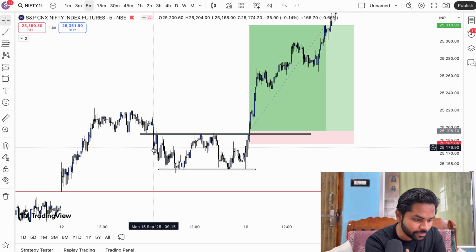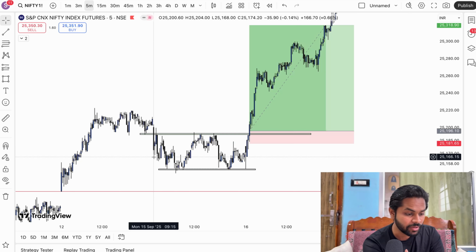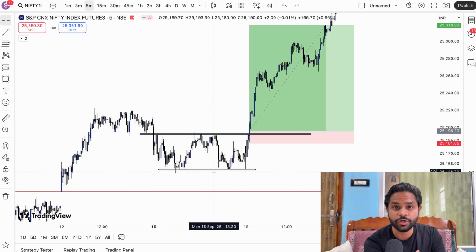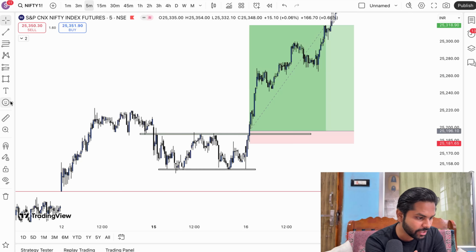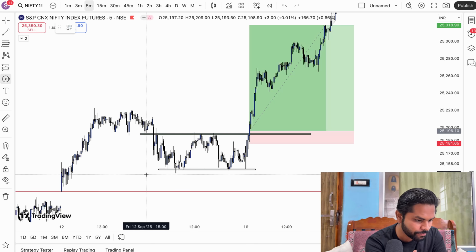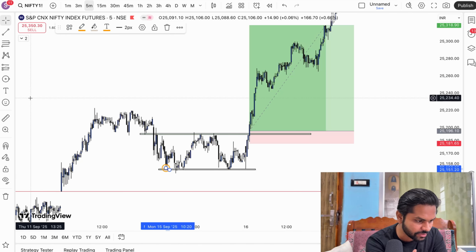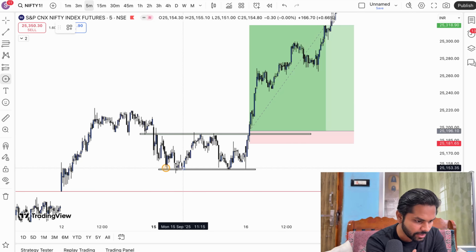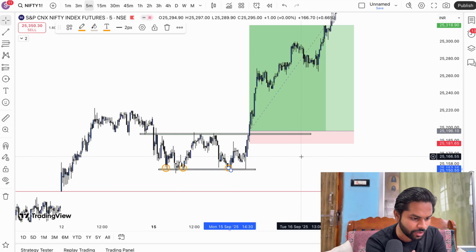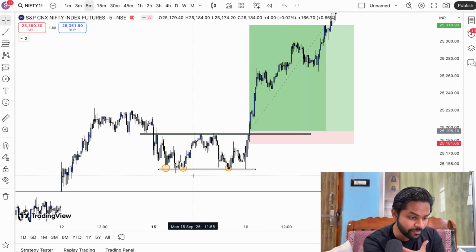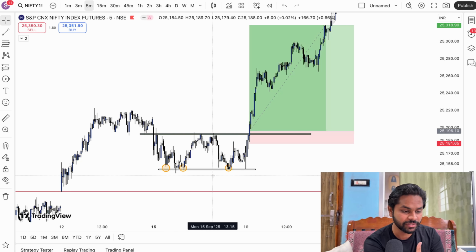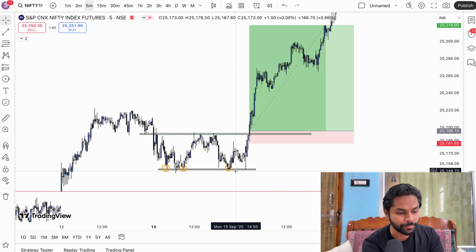If you observe, on 15th of September the market was totally negative and it created a very strong base, which was around 25,150. Let me mark this one. This is a very important support that the market has created, and it is one of the few chart patterns which I have already explained in my chart pattern series. So this is a very strong base that the market created on 15th of September.